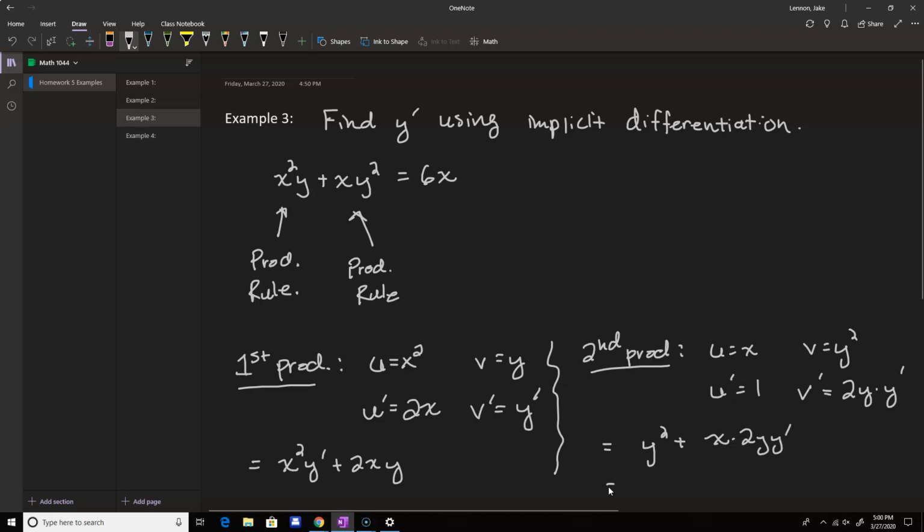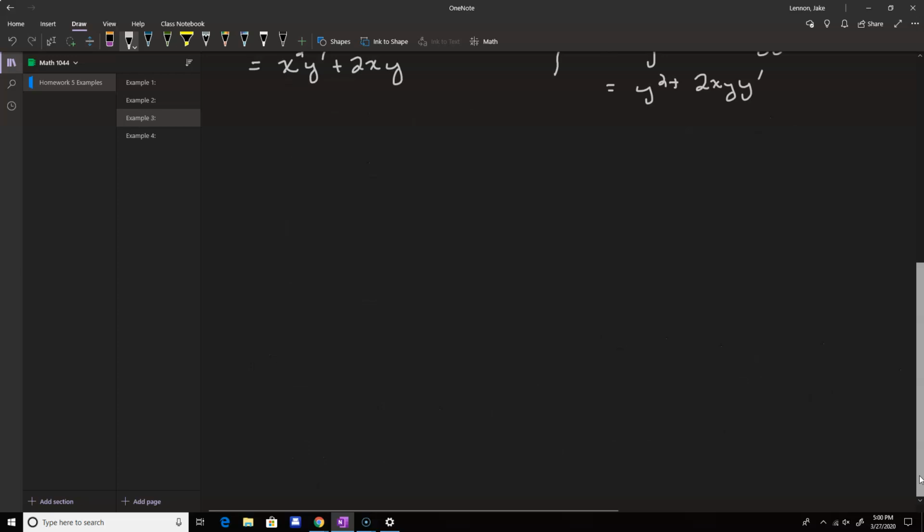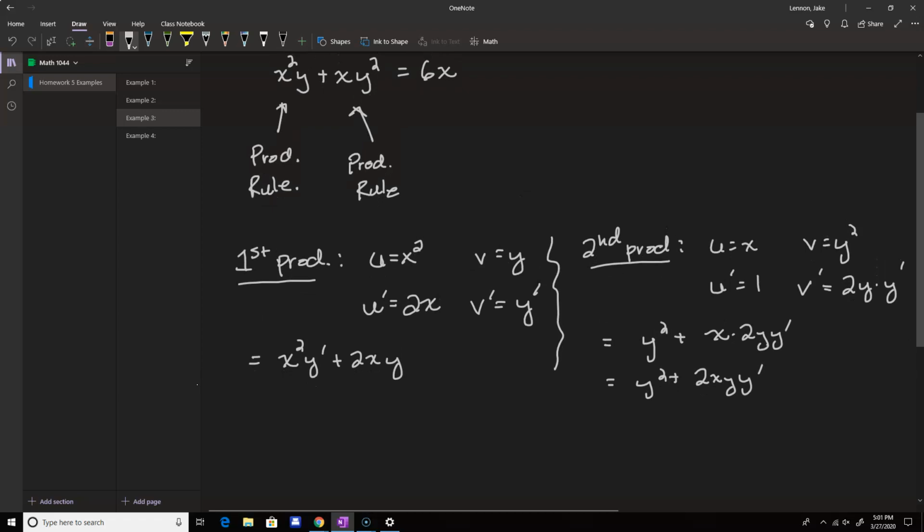But usually you write the constants all the way in front. So I'm going to write it instead as plus 2xy y prime. I just prefer to write it in that order. And then what we want to do is plug both of those in. So that's kind of scratch work for figuring out the derivative on the left-hand side.